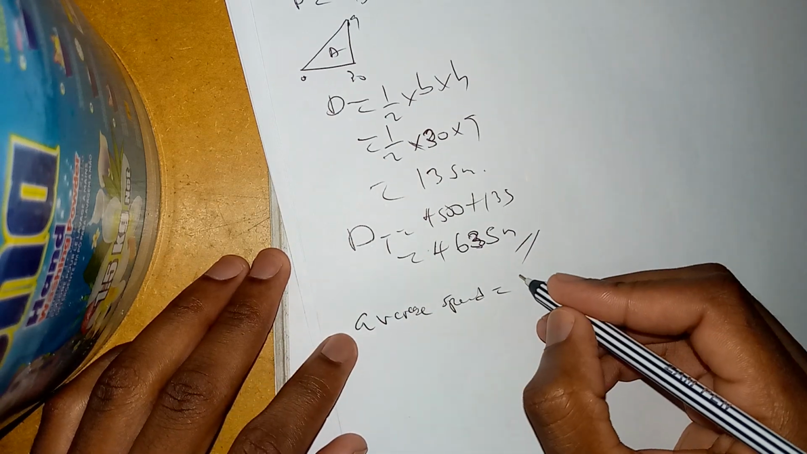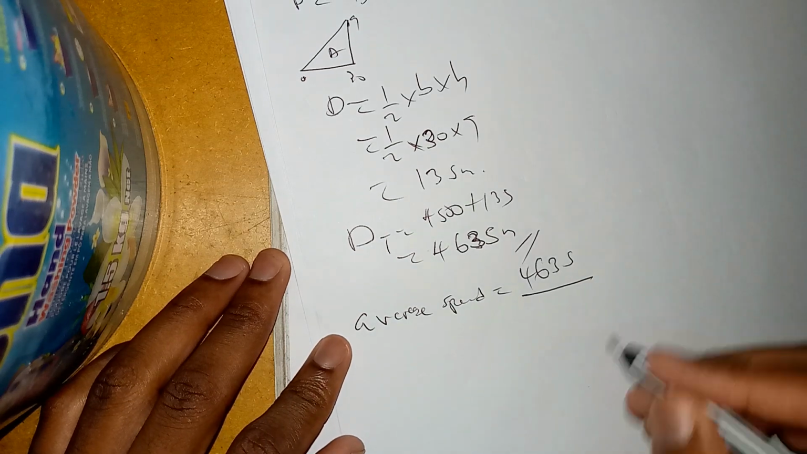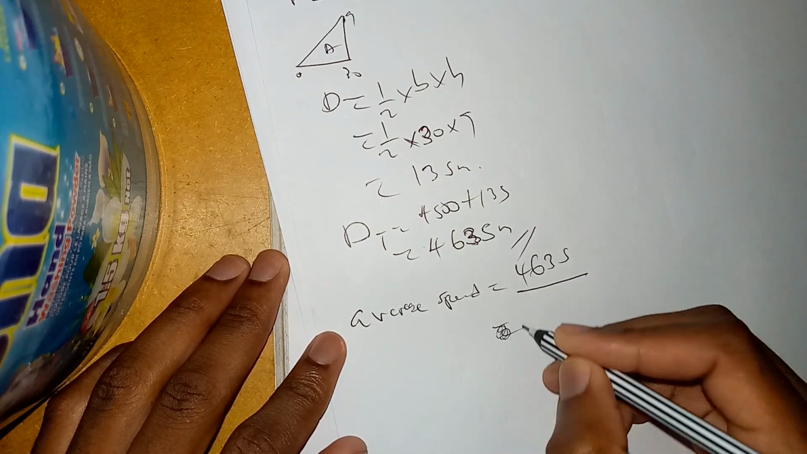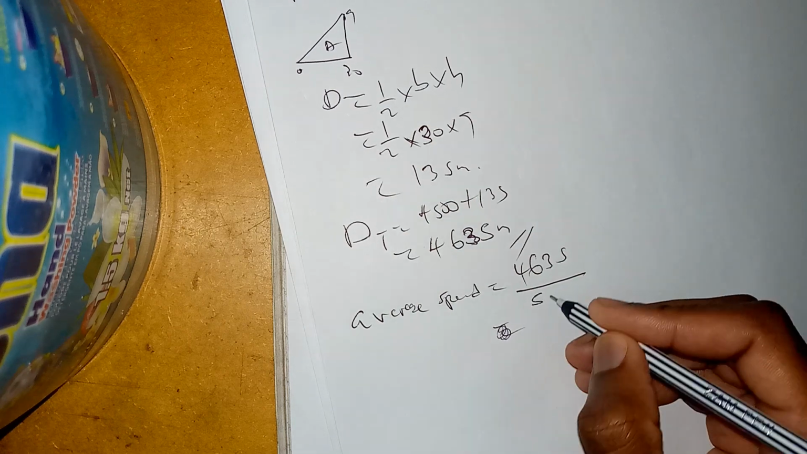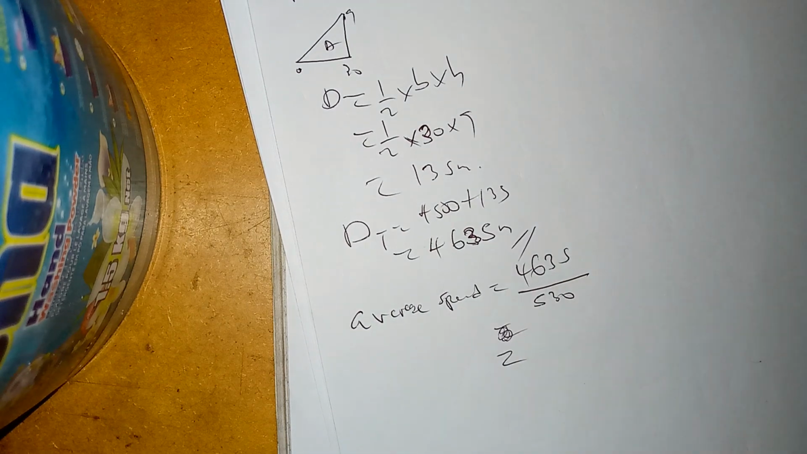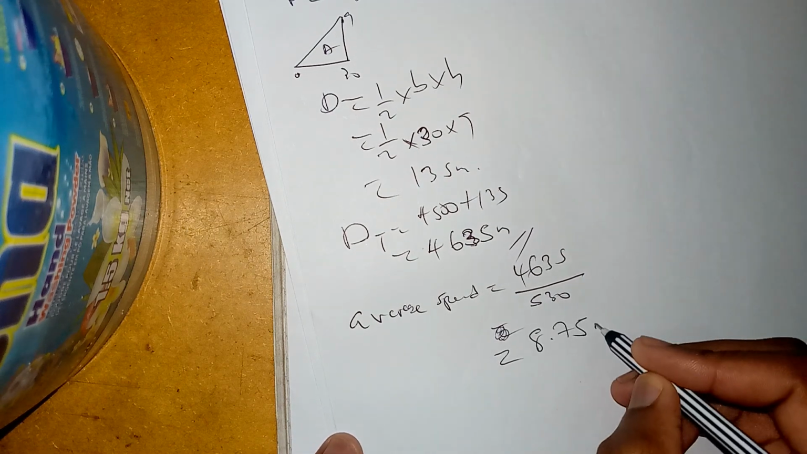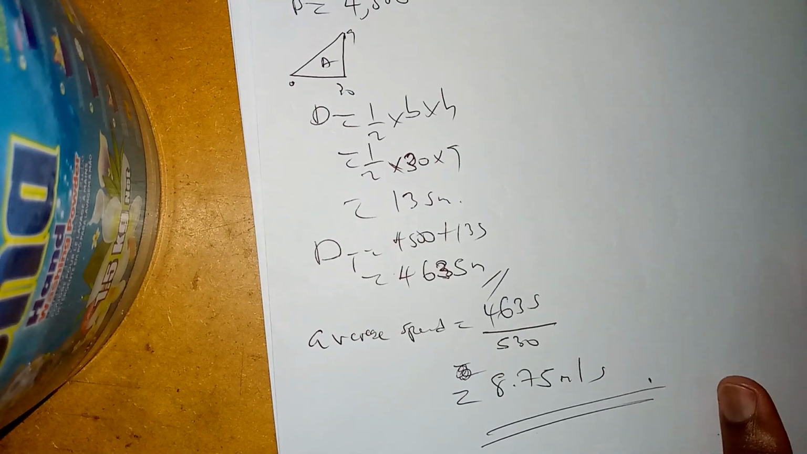Now to find the average speed, the question they're asking, average speed is total distance, which is 4,635, divided by the total time of the whole journey. That was 530. So we say 4,635 divided by 530. It's giving 8.75 meters per second. This is the average speed. Then you are done for that.